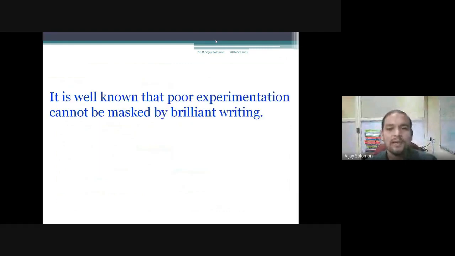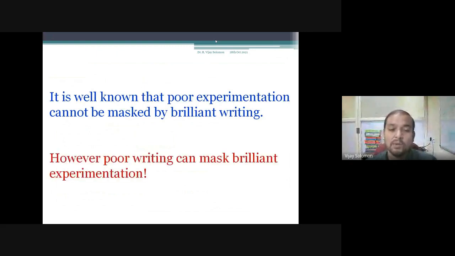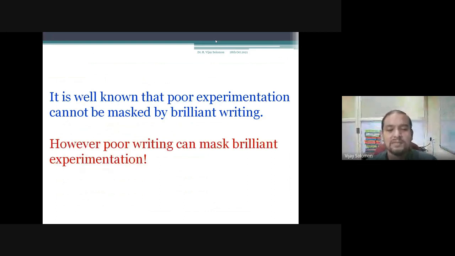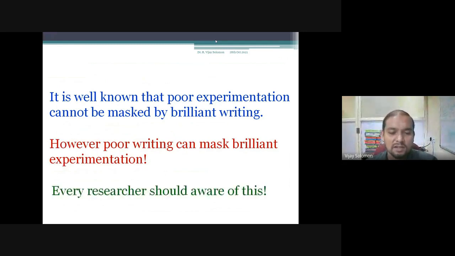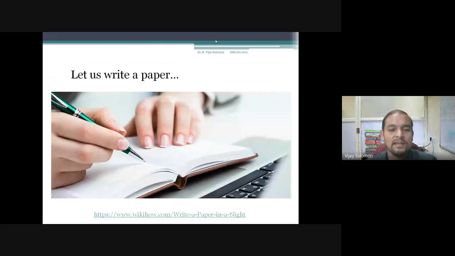Now, it is very important to note that poor experimentation cannot be masked by brilliant writing. However, poor writing can mask brilliant experimentation. So what we need is to write so that our brilliant work can reach society. So let us concentrate on the writing part here, and this session is devoted to that only. Let us write a paper.